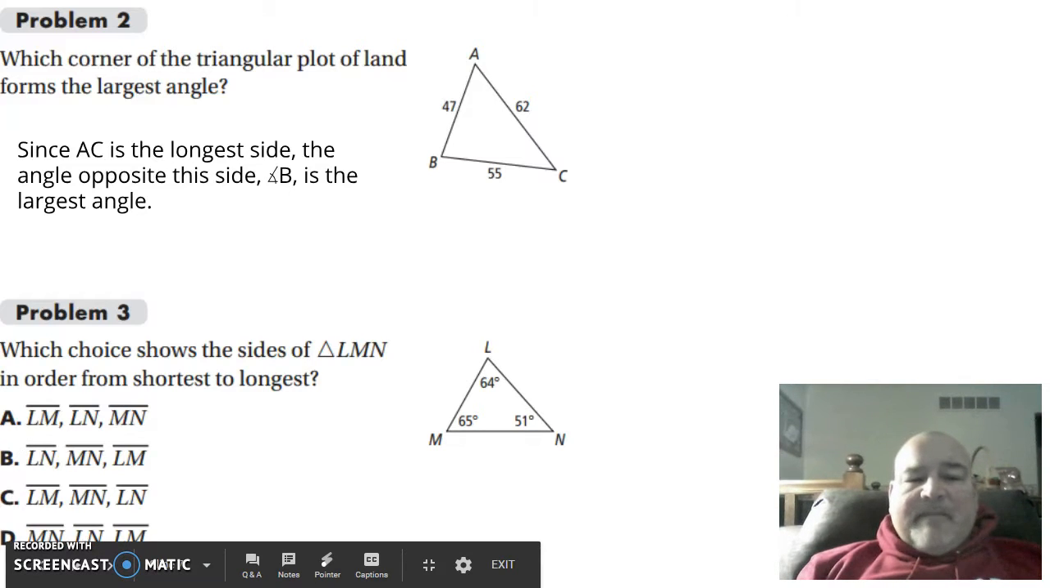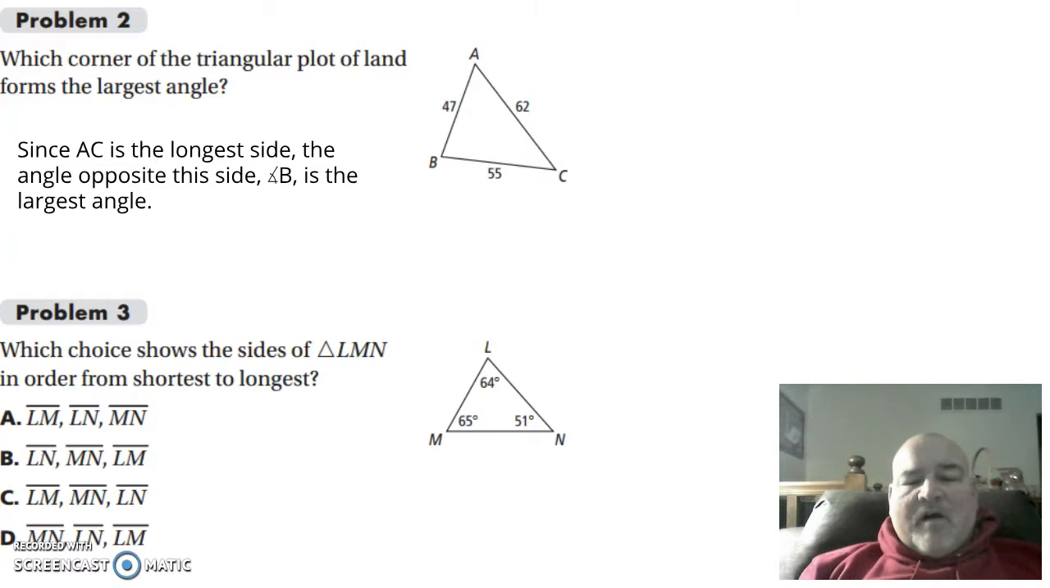Take a look at problem 3. Which choice shows the sides of triangle LMN in order from shortest to longest? We have the three angles ordered, so now we just have to work out the three sides. Notice that angle N is the smallest angle. That means the side opposite that, LM, is the shortest side. Angle L is the middle angle, so MN, its opposite side, would be in the middle of the order. And then angle M is the biggest at 65. So therefore, its opposite side, LN, is the longest side. And the answer choice would be C.